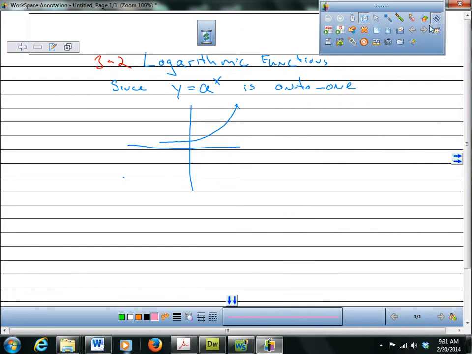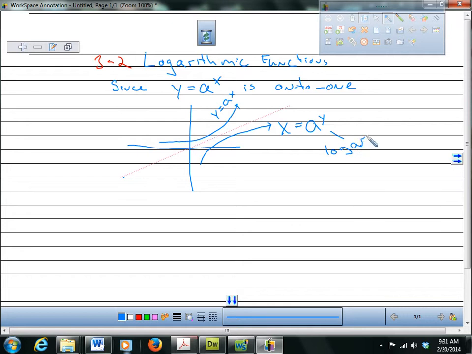Do you guys remember, if you have an inverse of a function, it's a reflection over the line y equals x. Do you remember that? And so if this is the graph of y equals a to the x, this must be the graph of what? Now y equals a to the x. How do I find the inverse of something? What do I do with the x's and y's? Switch. Just switch. So this is the graph of x equals a to the y. And that is called the logarithm.